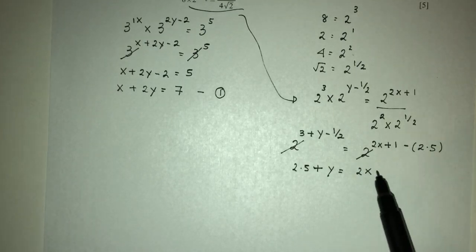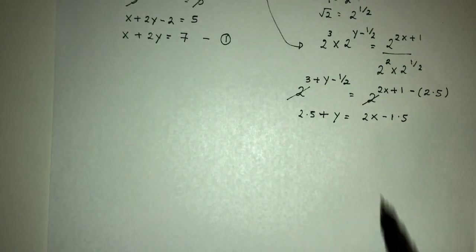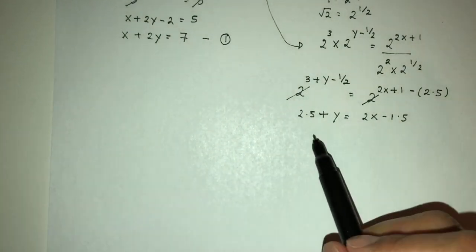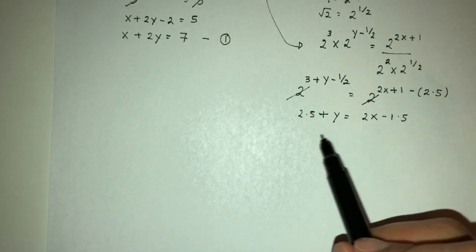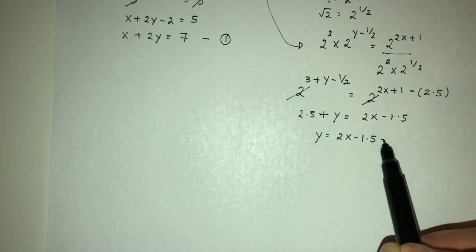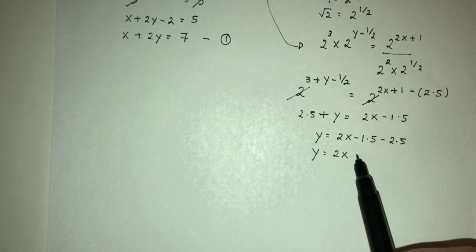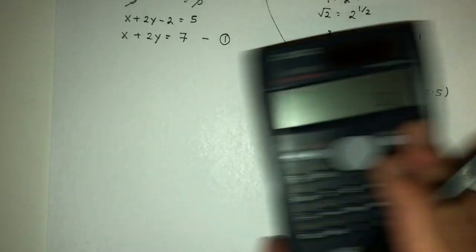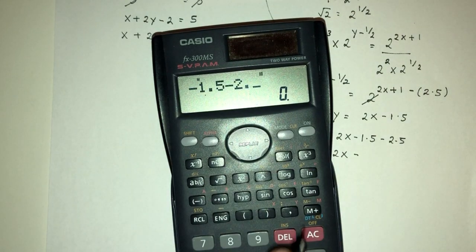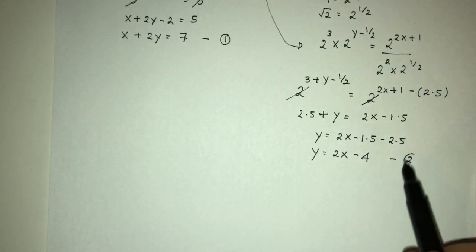1 minus 2.5 will be minus 1.5. Okay, so what we can do now is send everything to one side. So you have y equal to 2x minus 1.5 minus 2.5. Y will be 2x minus, should be minus 4, let's check. 2.5, yep, minus 4. This is my second equation.